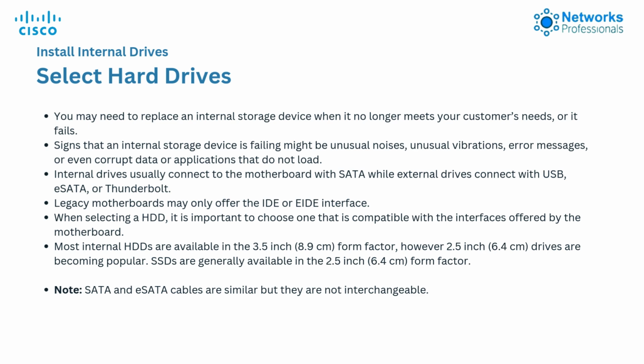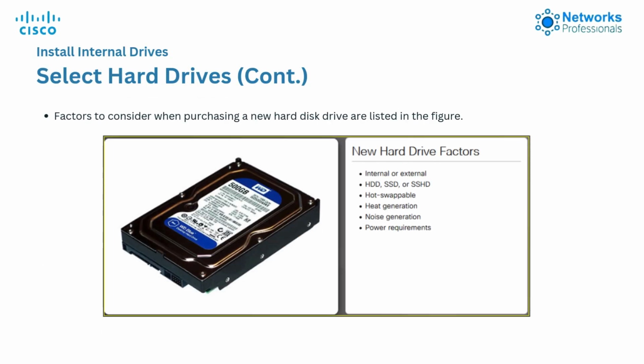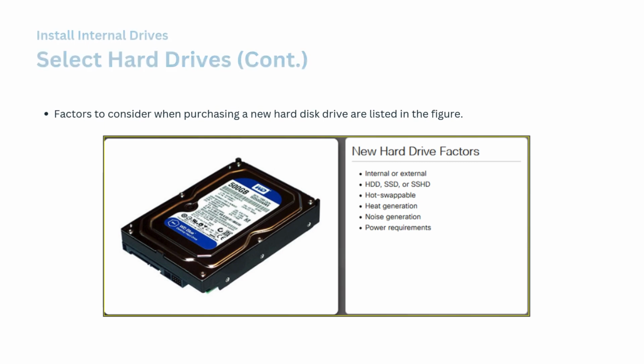Most internal HDDs are available in the 3.5-inch, 8.9 cm form factor. However, 2.5-inch, 6.4 cm drives are becoming popular. SSDs are generally available in the 2.5-inch, 6.4 cm form factor. Note: SATA and eSATA cables are similar, but they are not interchangeable. Factors to consider when purchasing a new hard disk drive are listed in the figure.